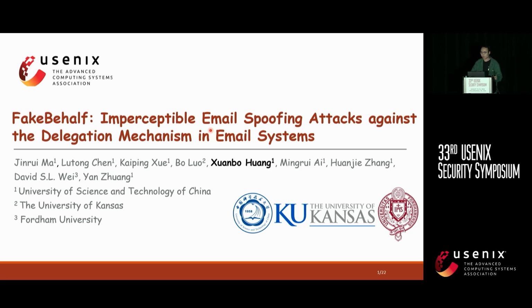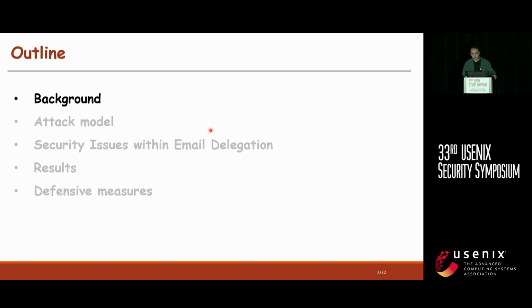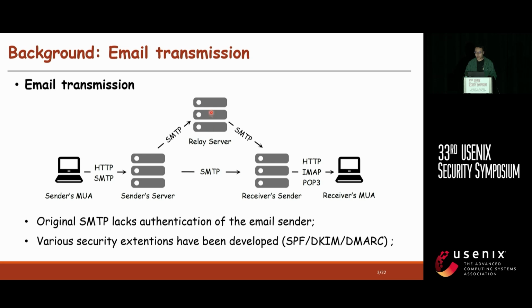Today, I'm going to talk about some security issues of the delegation mechanism in the email systems. I would like to introduce this work in 5 portions. Firstly, to provide a background of email transmission, it's important to understand that SMTP serves as a basic protocol for sending emails. However, the original SMTP protocol lacks authentication of the email sender, thereby allowing any user on the internet to impersonate others to send emails.